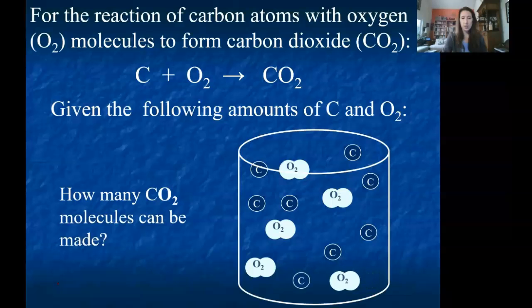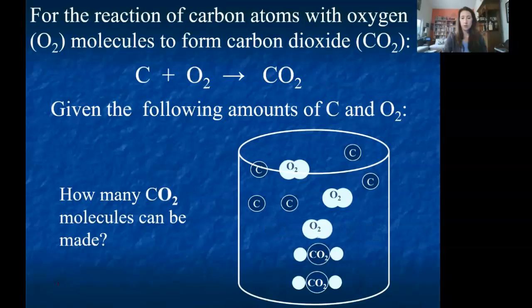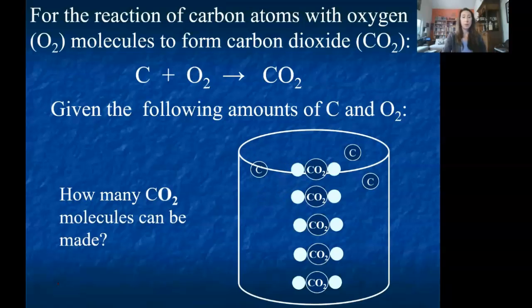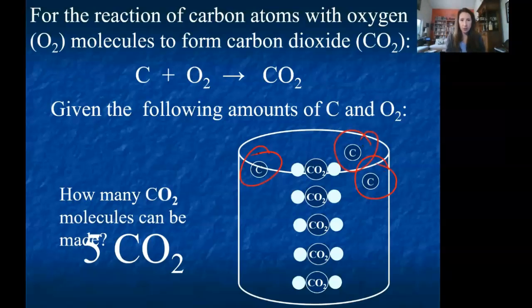So if we react these, we can only make 1, 2, 3, 4, 5. Because now we have no more oxygen, right? We can only make 5 CO2 molecules. We could never make 8 CO2 molecules, right? There's no way we could have ever made 8 because we don't have any oxygens left. We just have these 3 carbons sitting around doing nothing. The maximum we could make was 5 because we only had 5 oxygens.